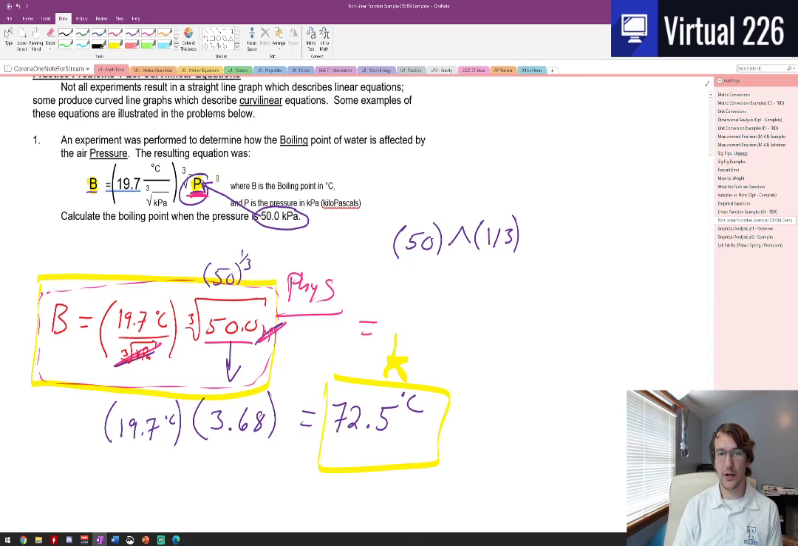When you have to start rearranging this for a later problem, it is a little bit more complicated because you need to get rid of the cube root. Remember, you get rid of a cube root by cubing everything. So I'll leave that kind of math work to you for that other problem later on.